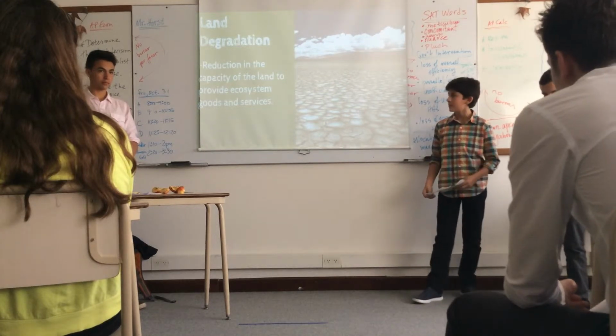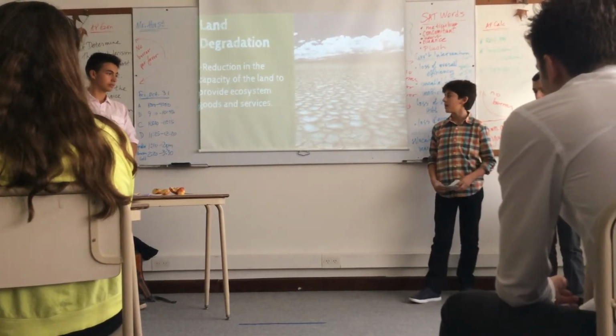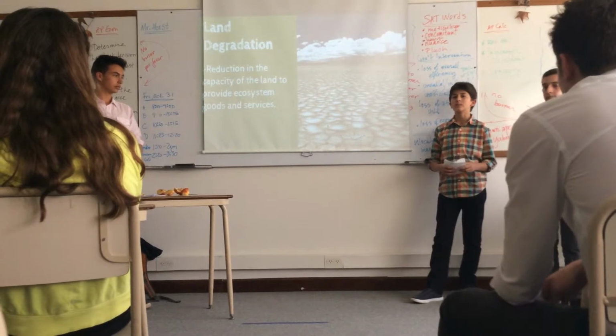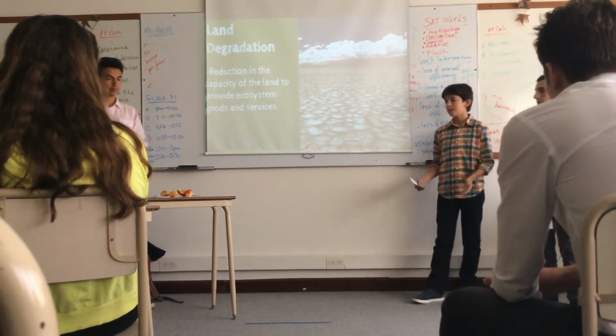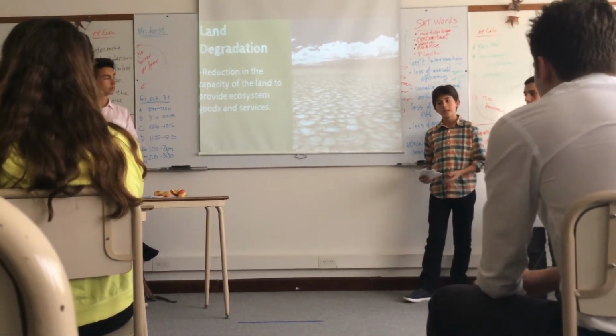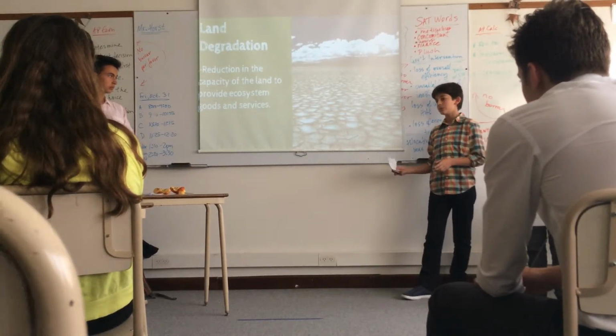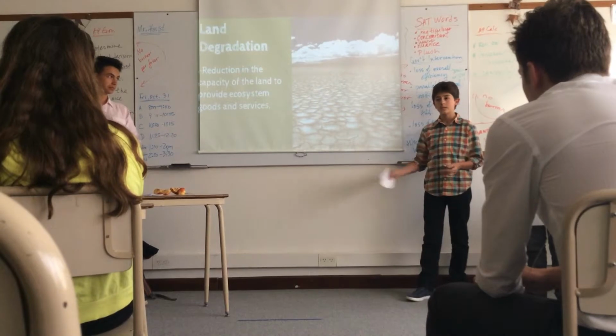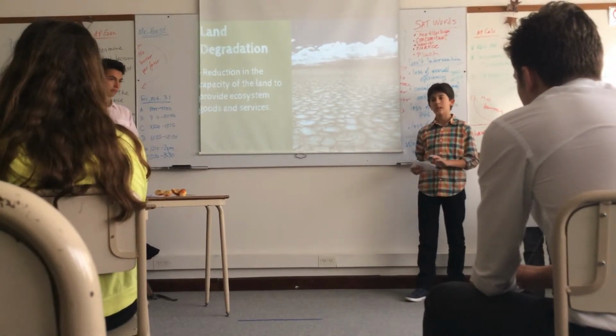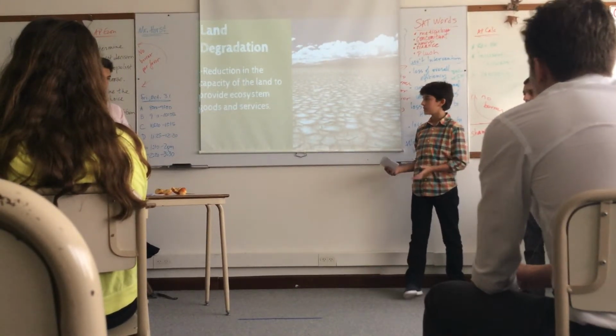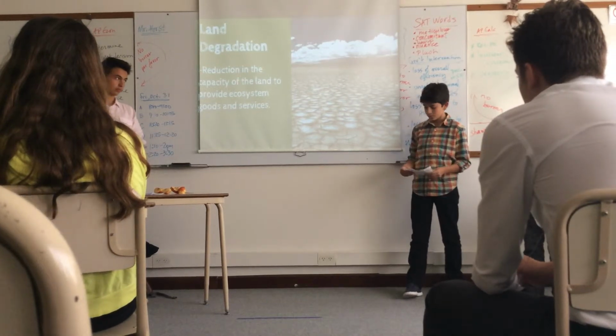So land degradation can be caused by many things, including monoculture, which makes the soil have a deprivation of nutrients. When there's only one plant, that plant takes certain nutrients and gives certain nutrients. But when you only have one plant, it only takes those nutrients and it only gives those nutrients, and that makes a deprivation of nutrients in the soil.